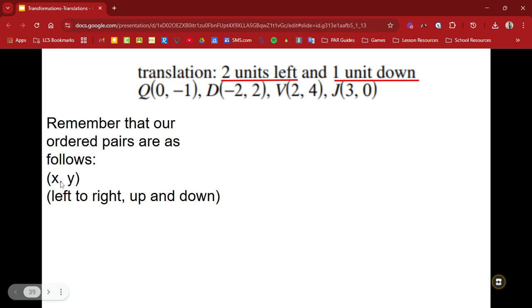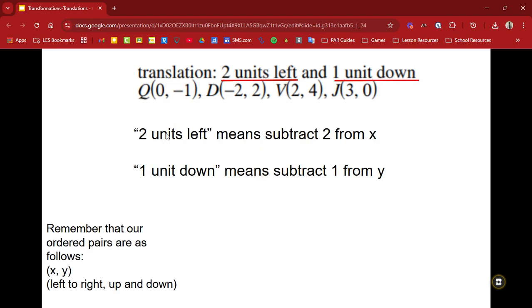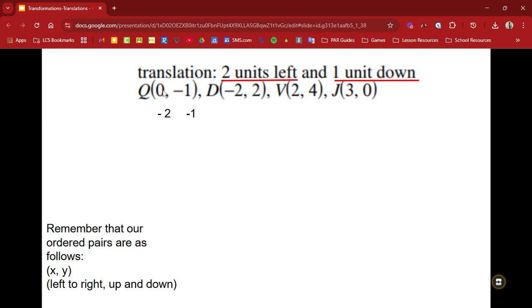All right. The X coordinate lets us know if we're going left or right. The Y coordinate lets us know if we're going up or down. If the number is negative, you're going either left or down. If the number is positive, you're going to the right or up. So all that means is that we're going to be subtracting 2 from whatever our X value is and subtracting 1 from whatever our Y value is. So from here, I'm doing 0 minus 2, and I'm doing -1 minus 1.